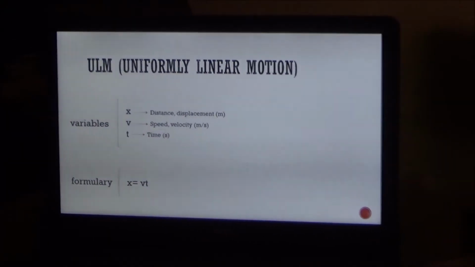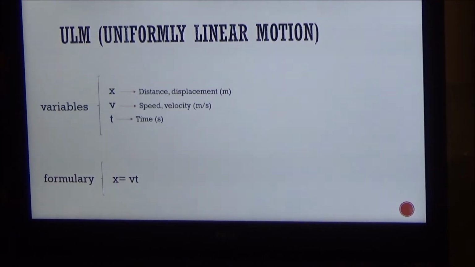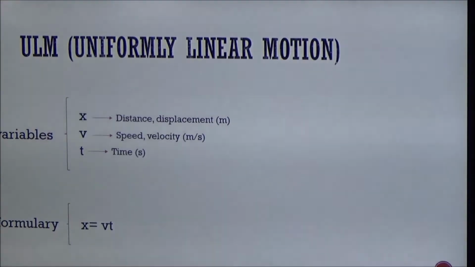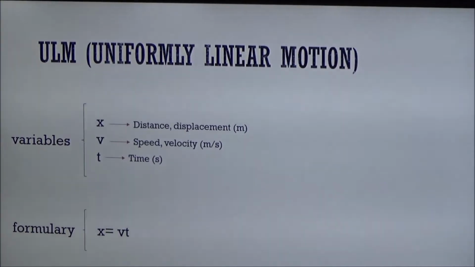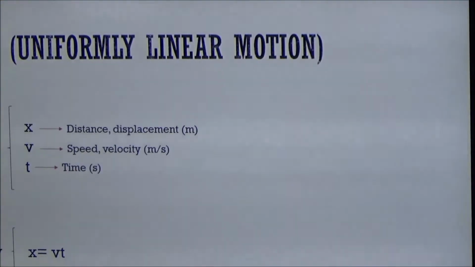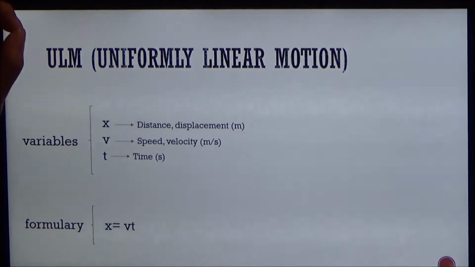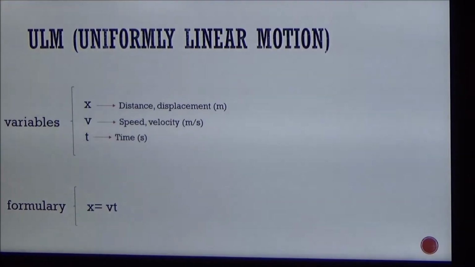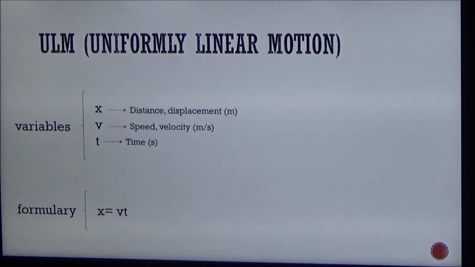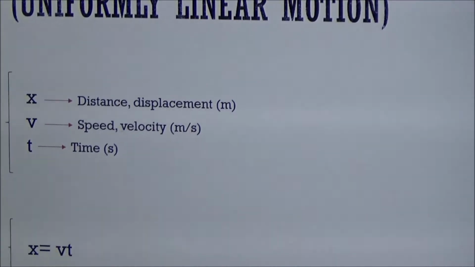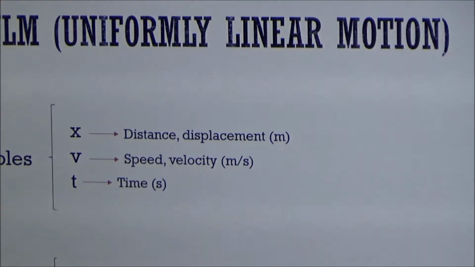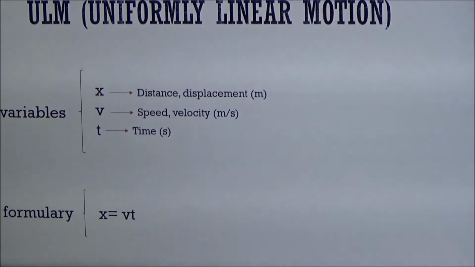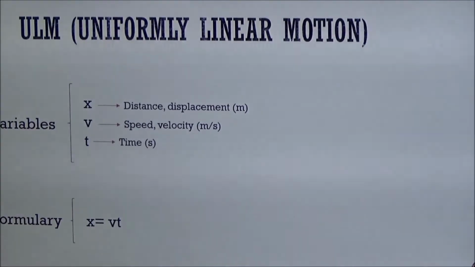So now we are going to talk about ULM, uniformly linear motion. There's some data that we need to learn before we do these exercises. So we have the variables. We have the x that represents the distance and the displacement, in meters. We have the v, which represents the speed and velocity, in meters per second. And finally we have time, which is represented by seconds. The formula is a small formula that says that distance is equal to velocity times time.